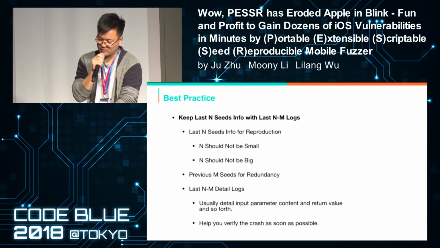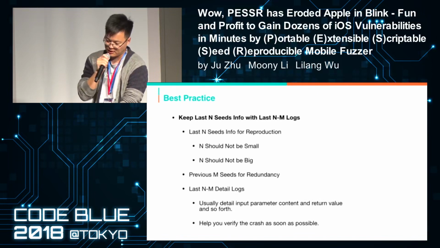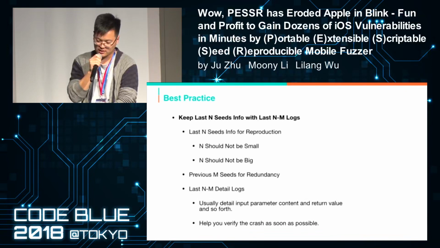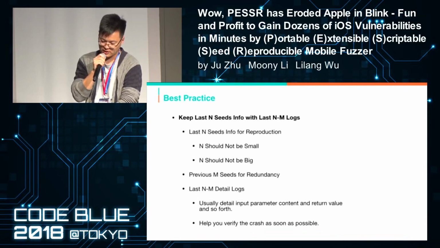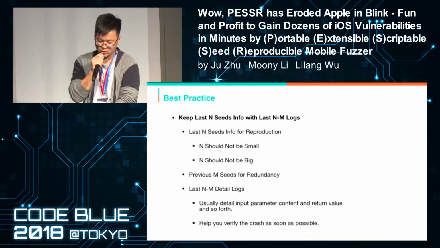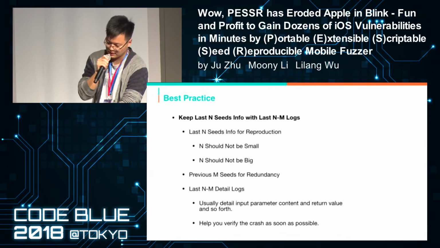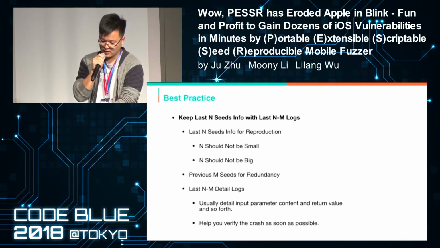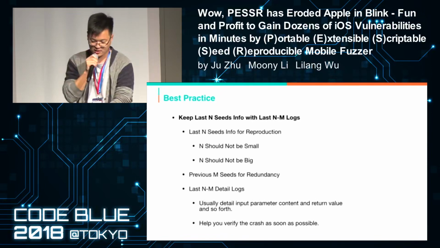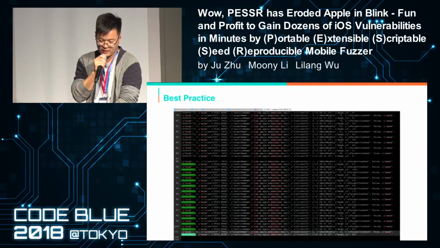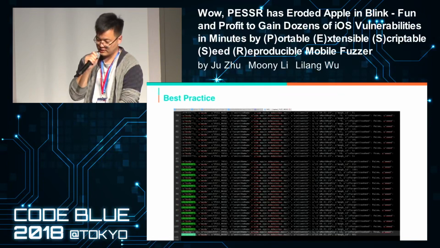In this case, we recommend you record a bigger number of N seeds, for example, 10, and keep the last N subtract M detailed logs, for example, 2. In this way, the redundant seeds make sure you can reproduce the crash, while the last N subtract M detailed logs can help you verify the crash as soon as possible. This picture shows the last N seeds' logs.